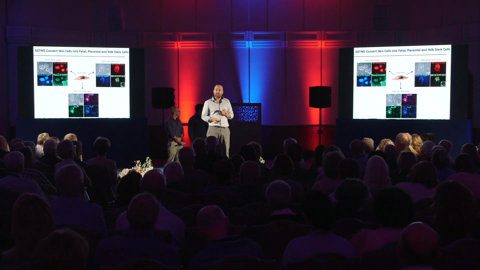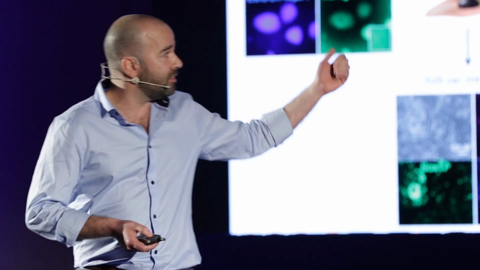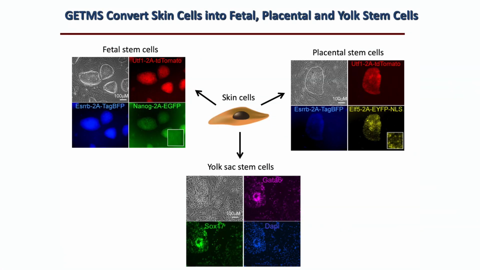And of course, we can now isolate these cells from the culture. And here you can see beautifully how the fetal stem cell looks, how the placental stem cell looks, and how the yolk stem cell looks.